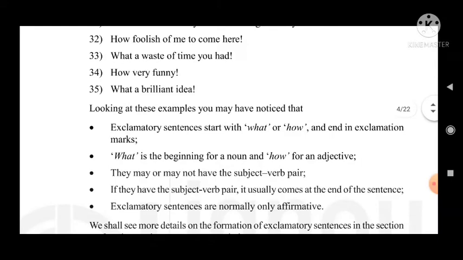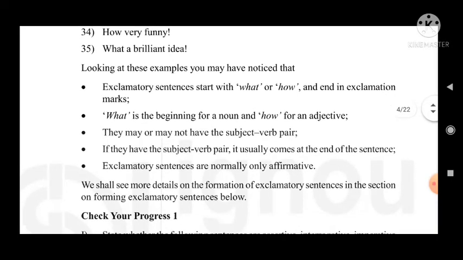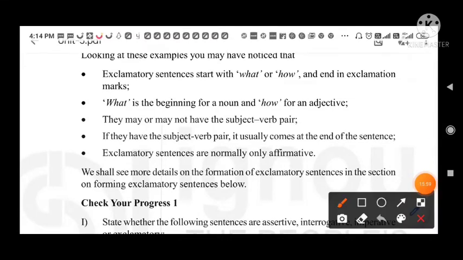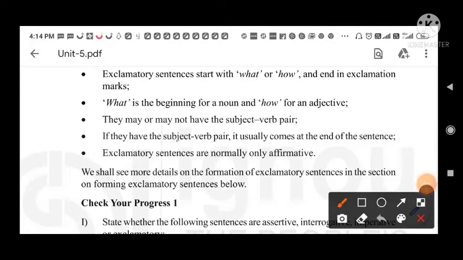You may have noticed that exclamatory sentences start with what or how and end in exclamation marks. Okay, what is the beginning for a noun and how for an adjective. Here is an important point. In exclamatory sentences we use what and how in the beginning, and end in exclamation marks. Then what is used as the beginning for a noun.